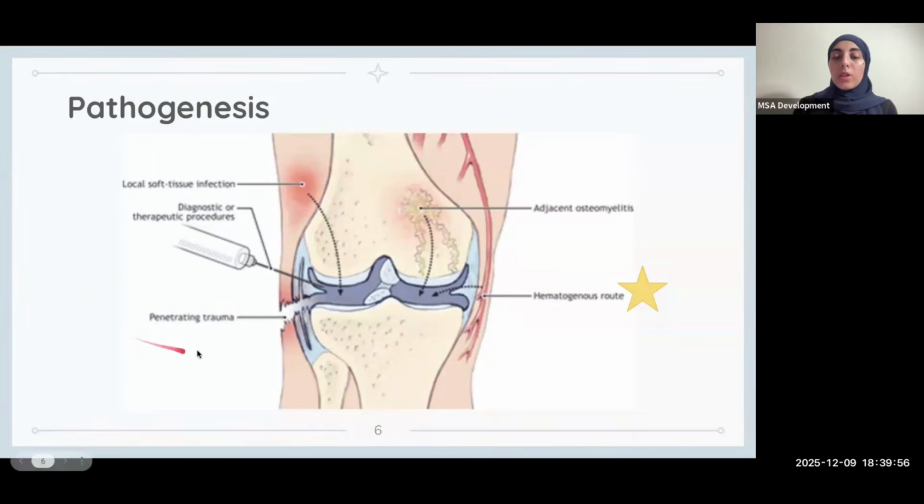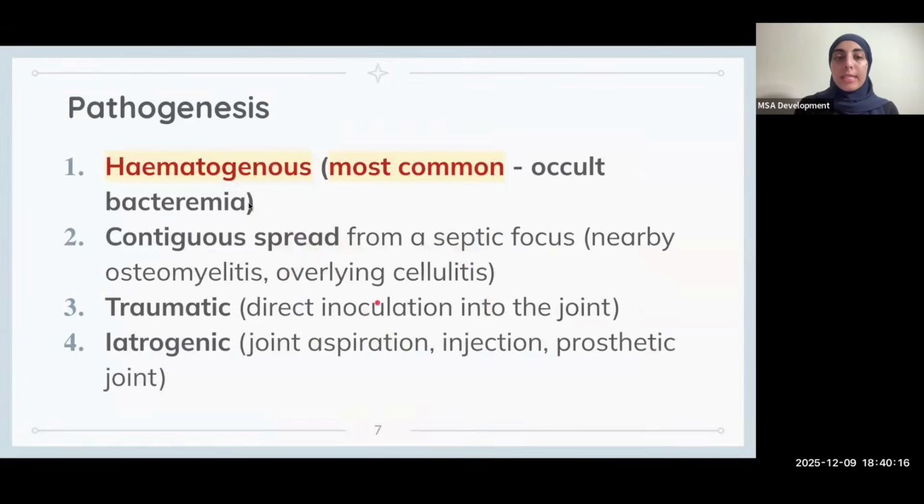And finally, there is trauma. So if someone has a penetrating trauma to their knee, for example, like this picture here, and they got into a road traffic accident and they have something like a tree branch puncturing their skin going into their joint. This introduces a foreign body inside the joint, leading to infection. Okay, so we said four ways: hematogenous, contiguous, which is just from a nearby infection like osteomyelitis or cellulitis, traumatic from the puncture wound, and iatrogenic from something that's not sterile. And hematogenous, which has bacteremia, is the most common way by which someone gets septic arthritis.